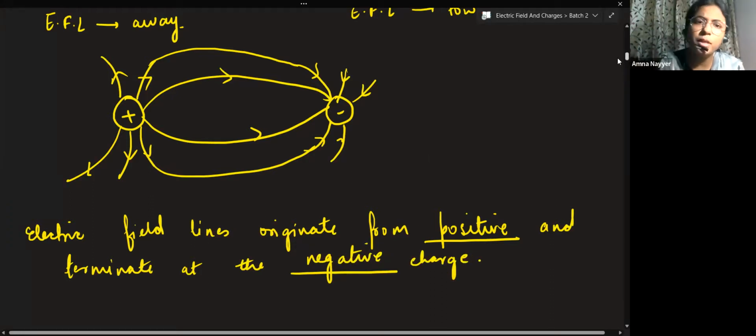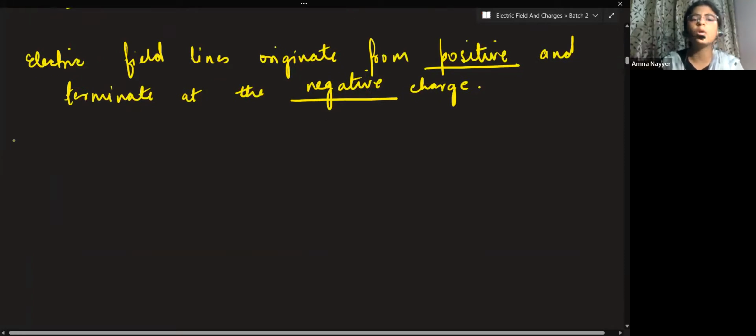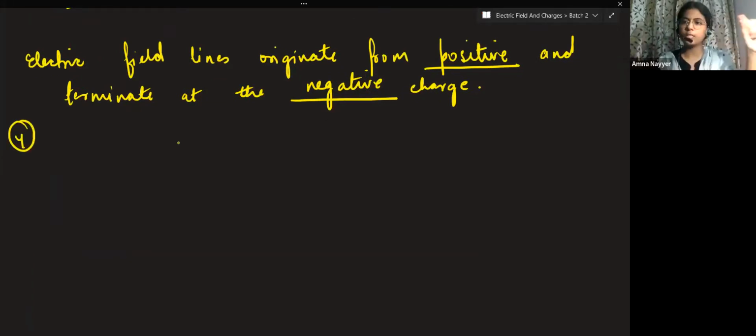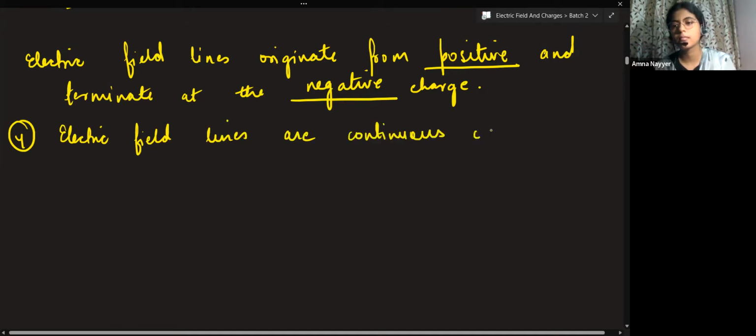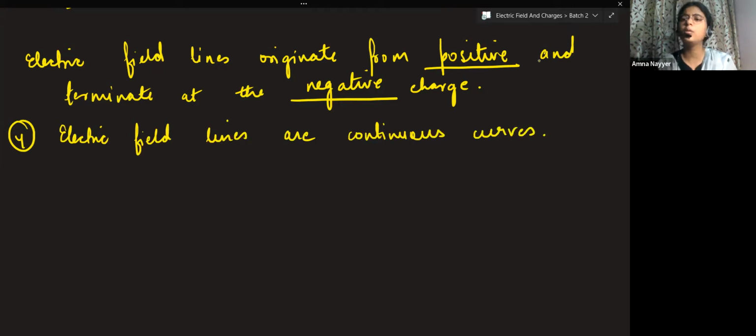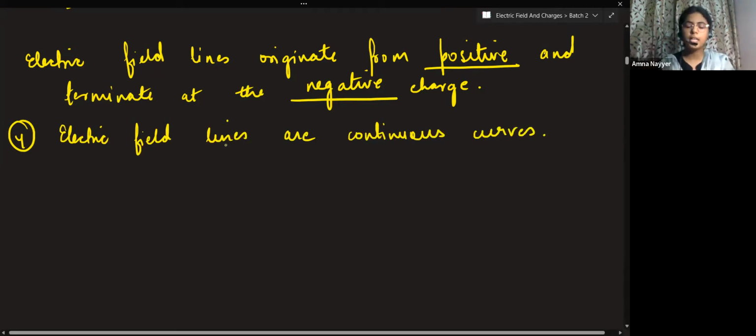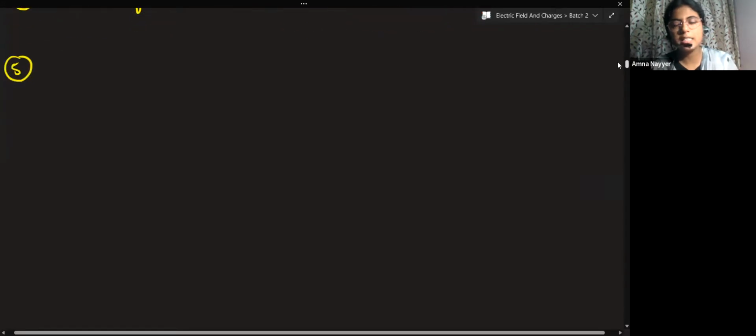Now, one more property that is very simple is that these are continuous curves. You do not see electric field lines as dotted. So, electric field lines are continuous curves. We don't represent them through dotted lines. Now, see, important properties that we'll discuss simultaneously are lateral pressure and longitudinal contraction.